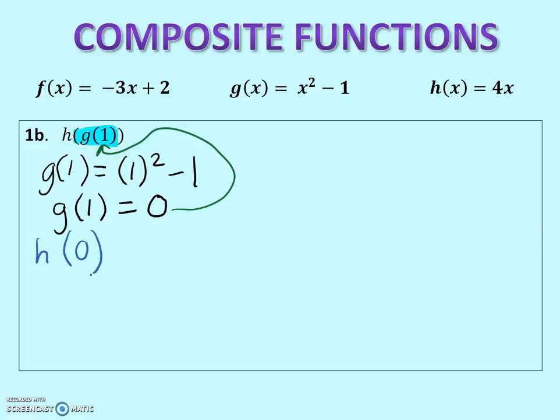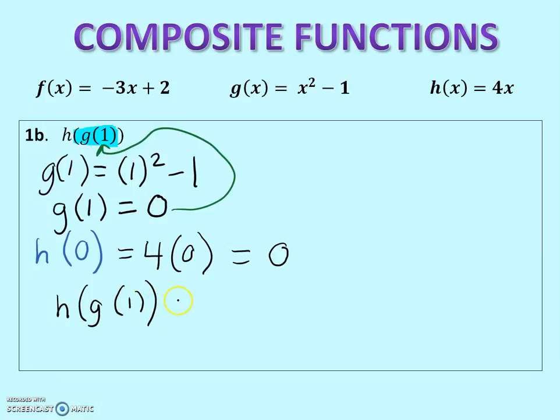Okay? But now we have a function for h, so we can go ahead and plug in our new input 0 over here, and we get 4 times 0, which is 0. So now we know that h of g of 1 equals 0. Alright, good job. Let's keep going.